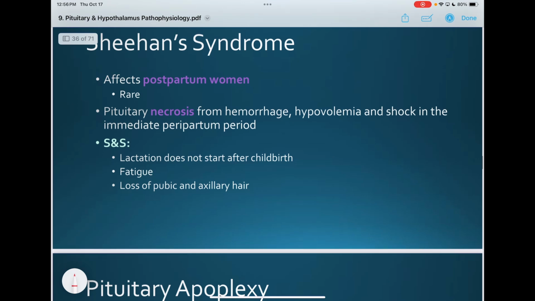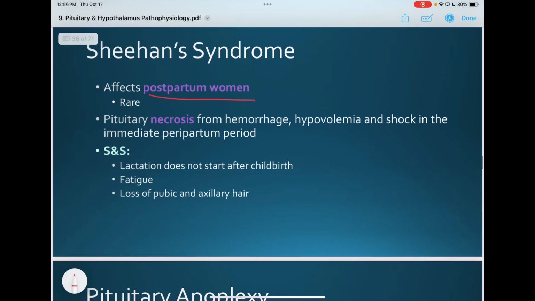So here is Sheehan syndrome, again, postpartum women. So I don't mention anything in the question about a woman delivered baby 3 weeks ago. It can't be Sheehan syndrome because it's only in postpartum women. Pituitary necrosis from hemorrhage or hypovolemia, shock in that immediate postpartum period.